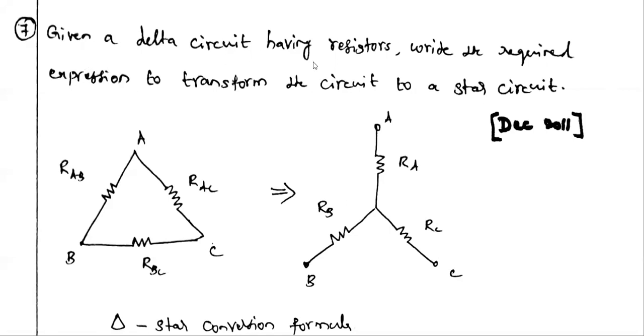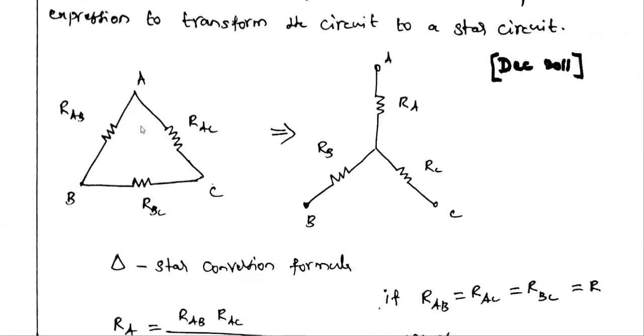Given a delta circuit having the resistors, write the required expression to transform the circuit to star. So this is the given delta network. In the delta network, the three resistances are connected in between the nodes A, B, C. Here you just consider the resistance between A and C is RAC, the resistance connected between A and B nodes is RAB, and the resistance connected in between B and C, you take it as RBC.